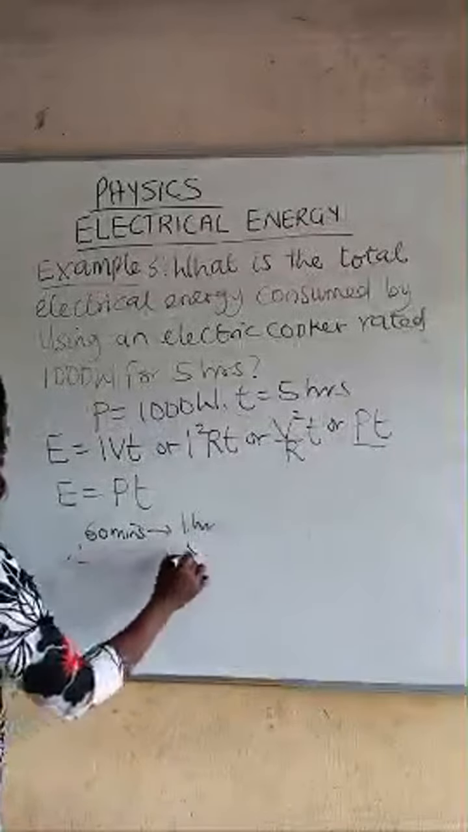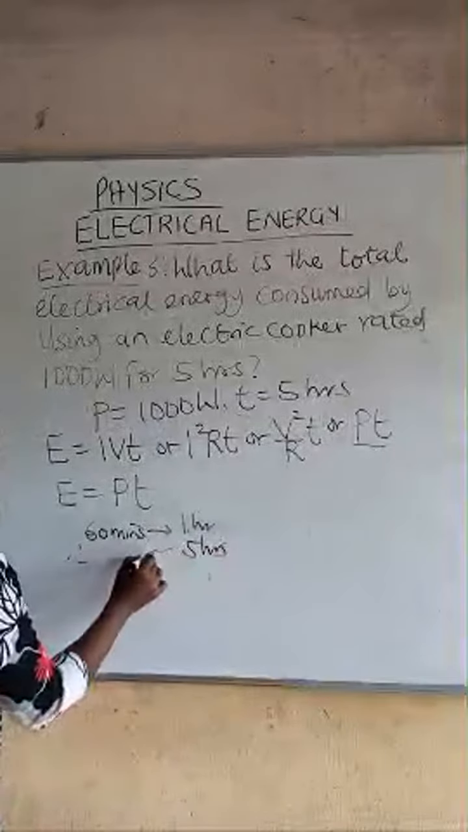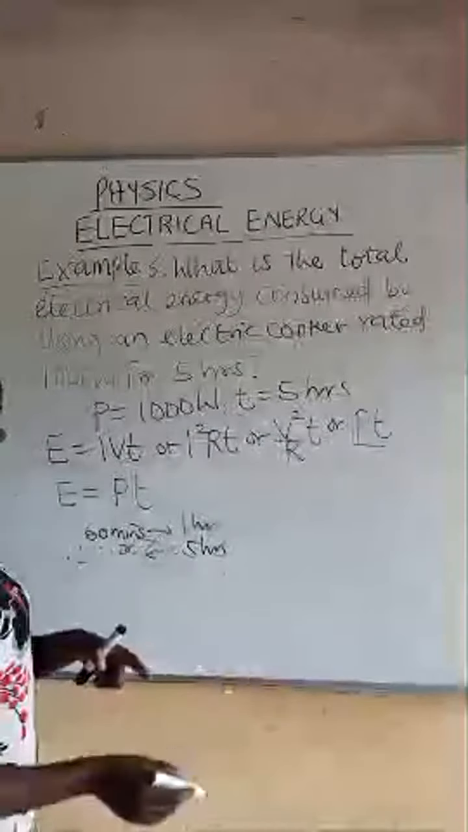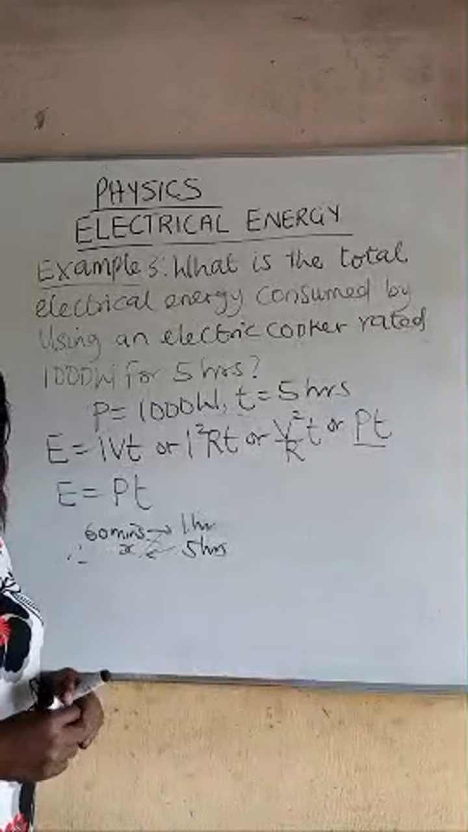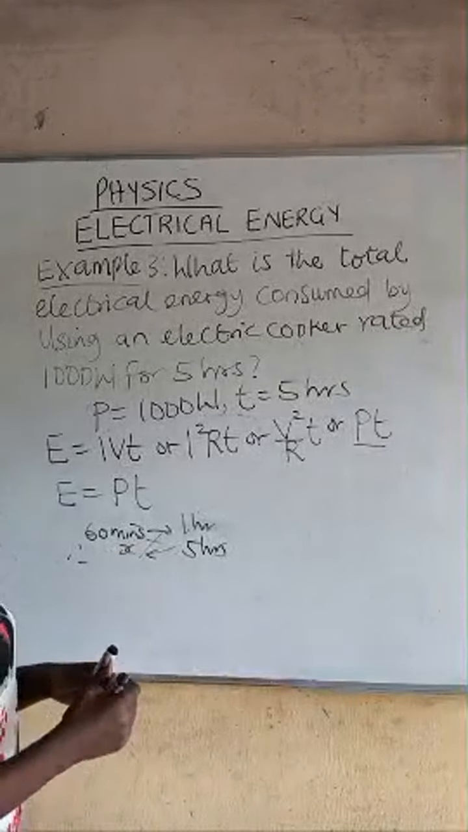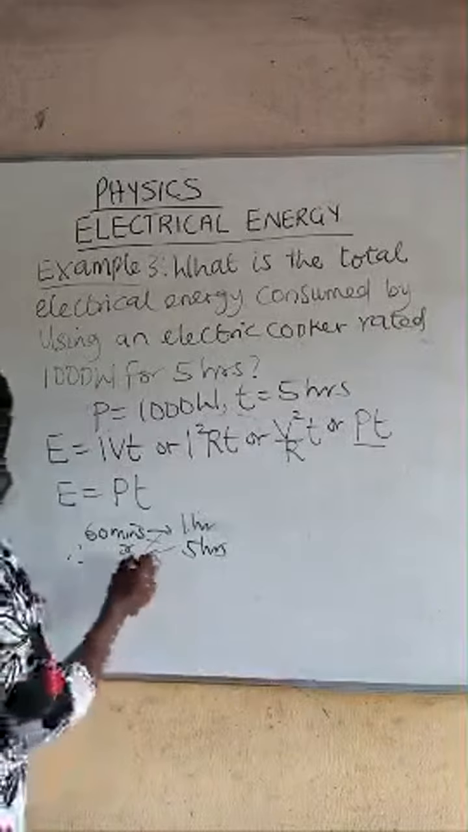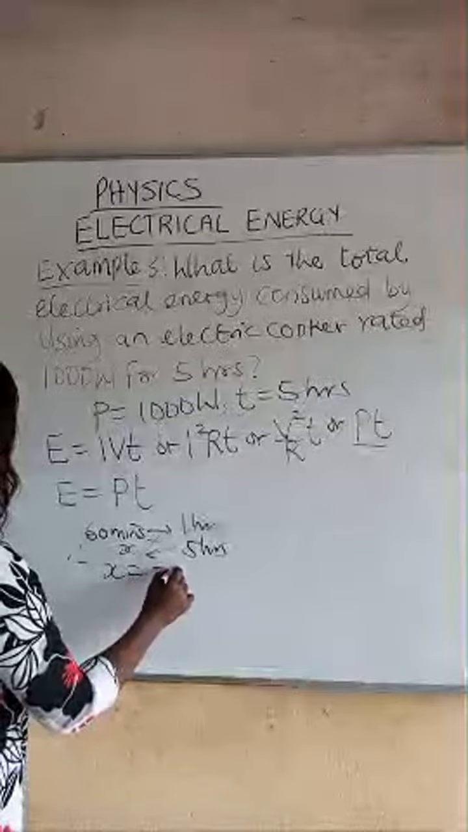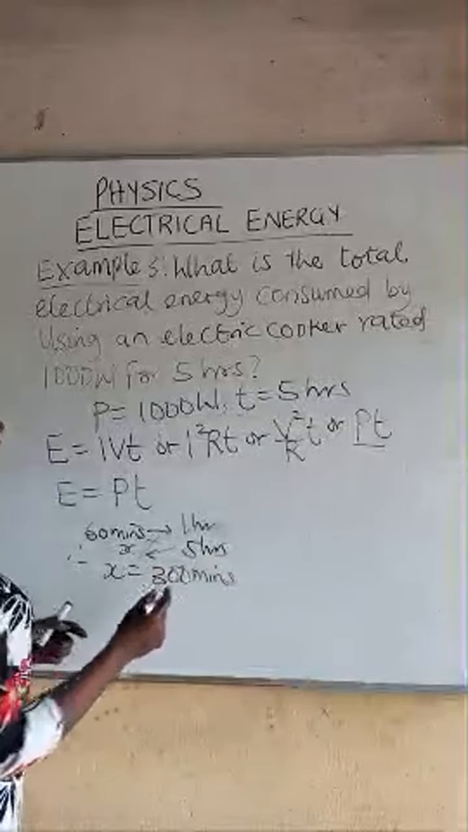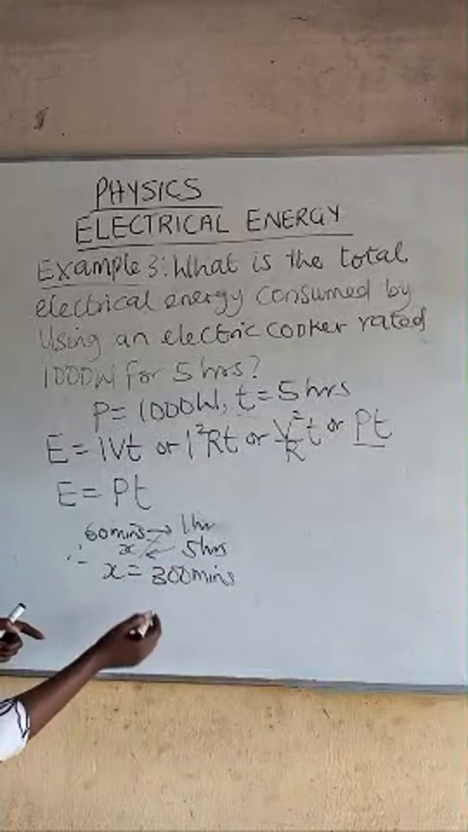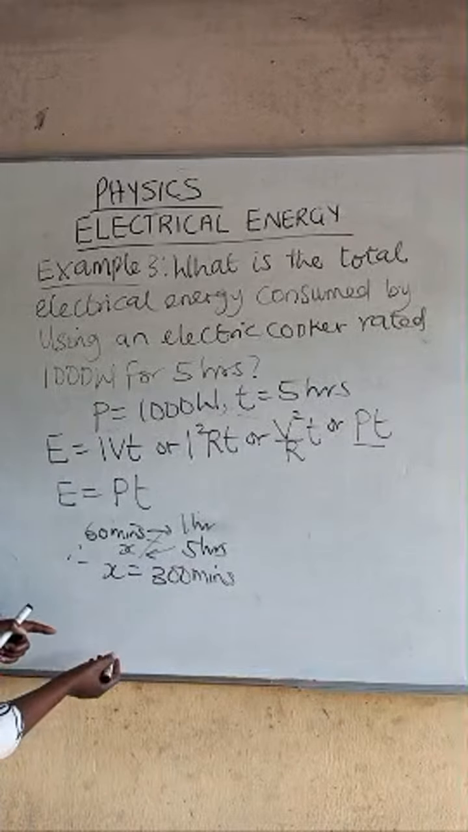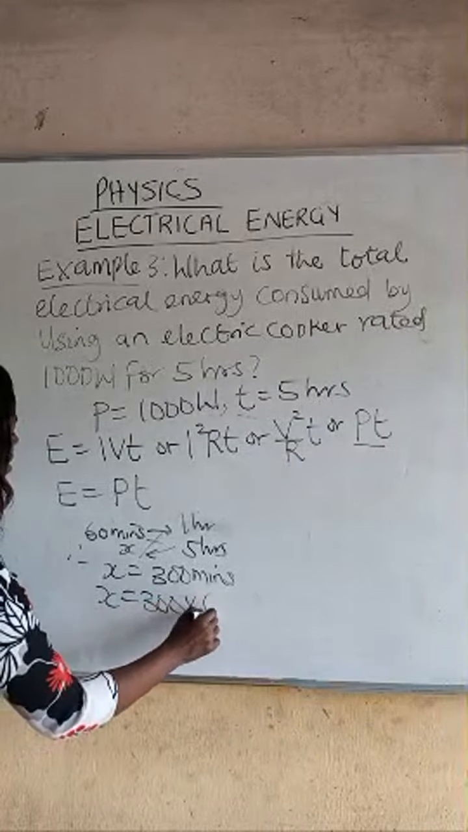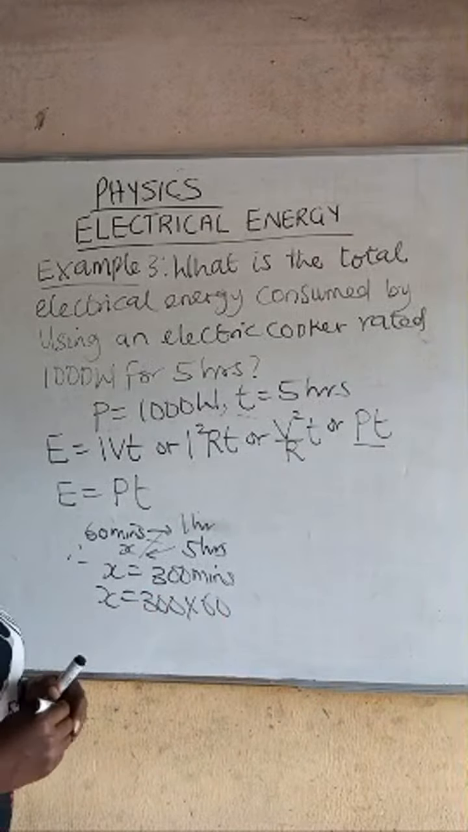Therefore, 5 hours will give me X. I can cross multiply to get it in minutes. I'm still going to show you another shortcut. If I multiply, I'm going to have X is equal to 300 minutes. Then, for me to get it to seconds, I'm going to say X is equal to 300 times 60 to get it to seconds.